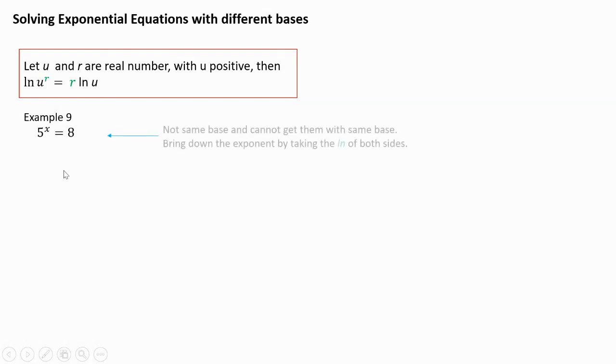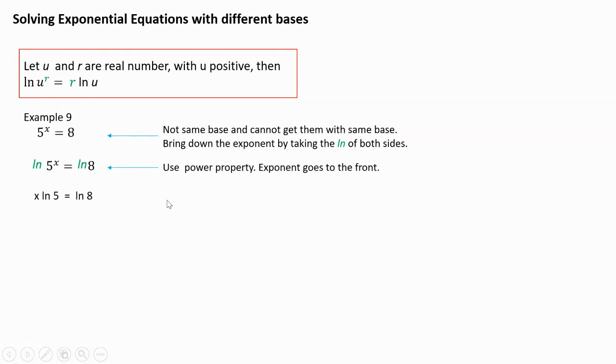So in this case, we're going to take the ln of both sides to bring down the exponent. See, I put here not the same base, cannot get them with the same base. You bring down the exponent by taking the ln of both sides. Now by rule, the exponent goes to the front. We divide both sides by the ln of 5. Right, we use the calculator, and this is my result.